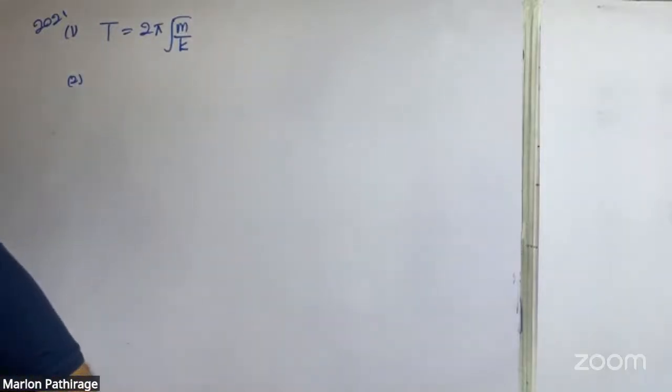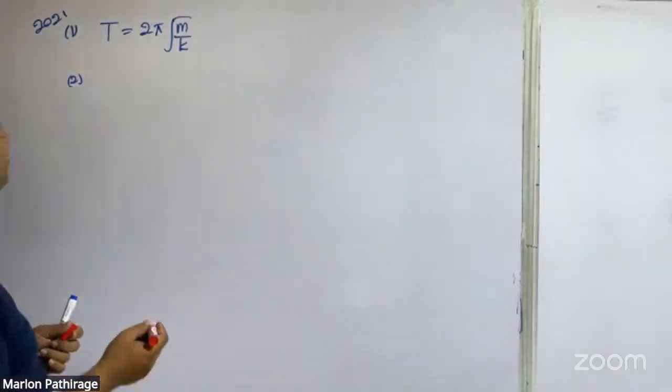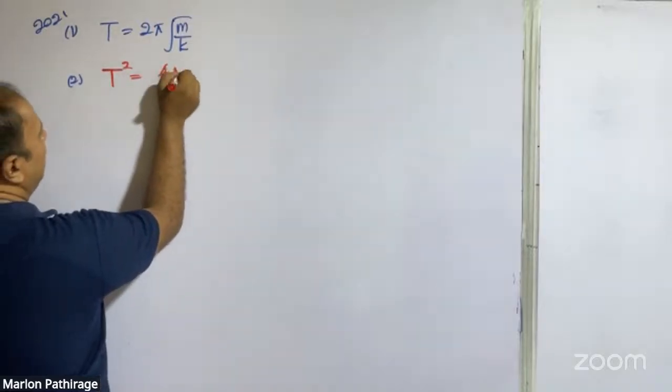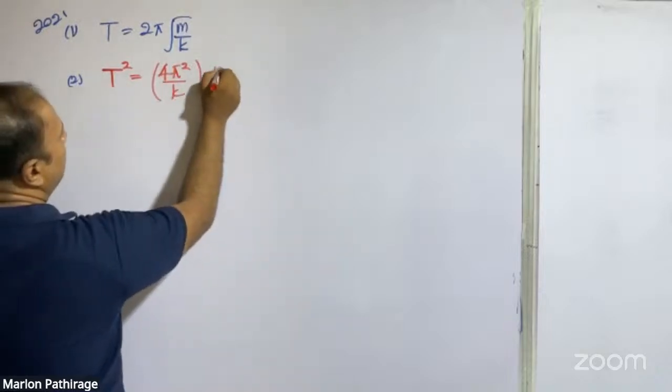Rearrange the relationship written in A1 above in order to verify the relationship using the graphical method. If we rearrange it, T squared is equal to 4π squared over K into M.